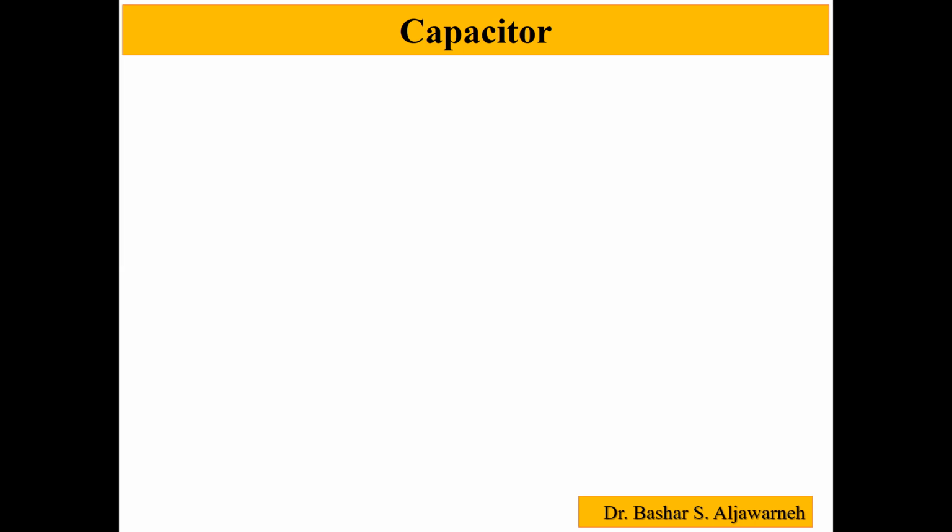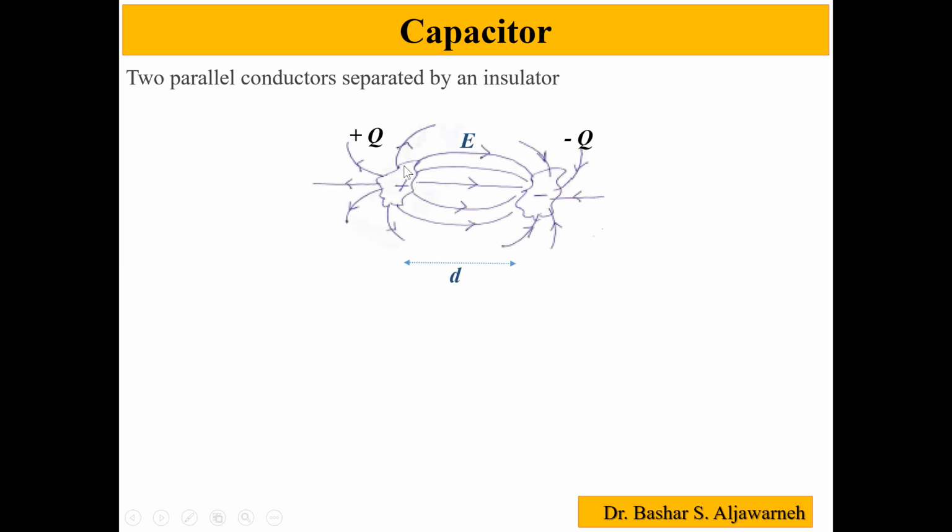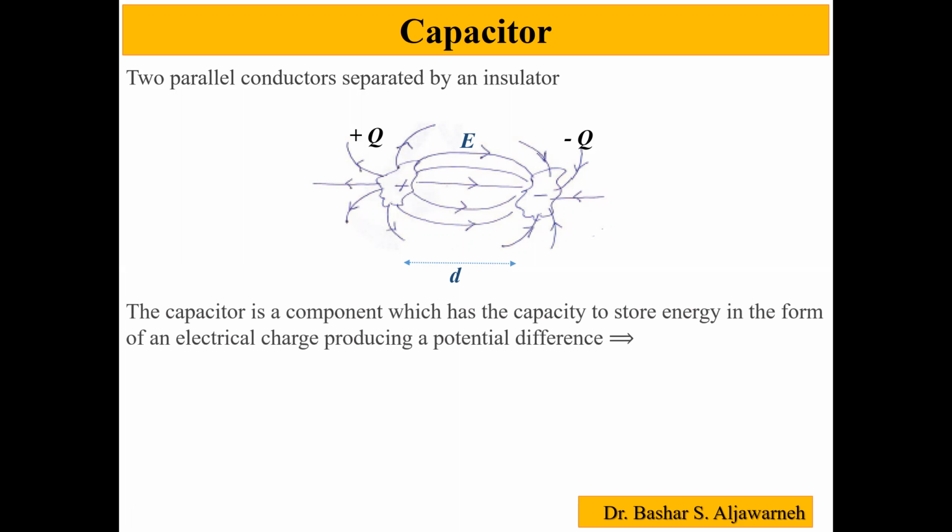In general, the capacitor can be defined as two parallel plates, two parallel conductors separated by an insulator. As you can see here, I have the first conductor charged with positive charge and the second conductor charged with negative charge, and the electric field direction is from the positive to the negative conductor. So in general, the capacitor can be used as a component or electrical device which has the capacity or the ability to store energy on it.